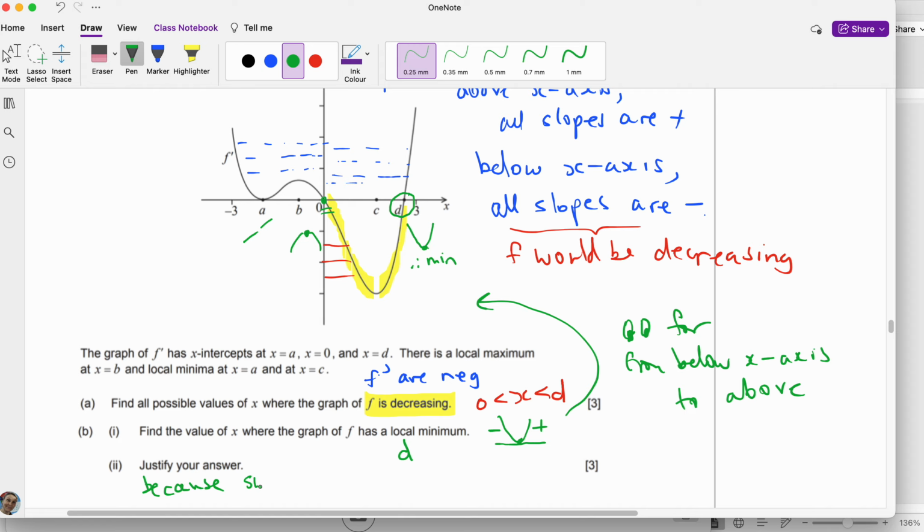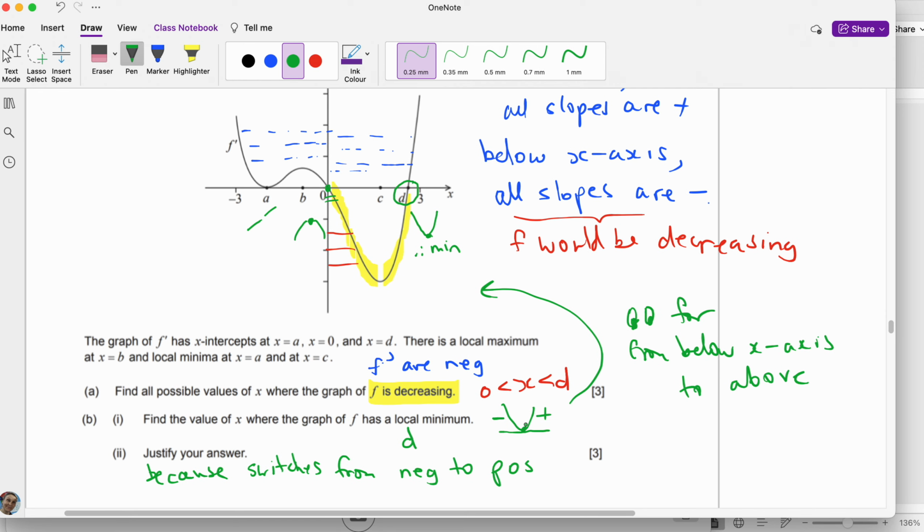because it switches from negative slope to positive slope, okay? That will always happen whenever there's a min.